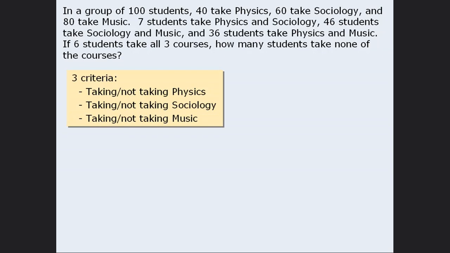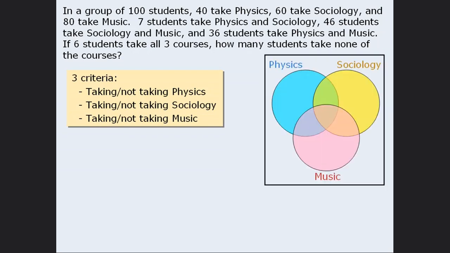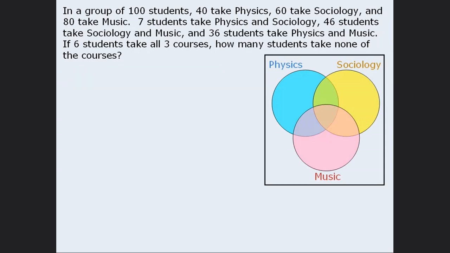To solve this question, we will first draw three overlapping circles to represent the three subjects. In the blue circle, we will place students who are taking physics. In the yellow circle, we will place students taking sociology, and in the red circle, we will place students who are taking music. Notice that within this diagram, we have 8 different regions, which we will label A to H. Our goal is to place each of the 100 students in one of these regions, depending on each student's characteristics.